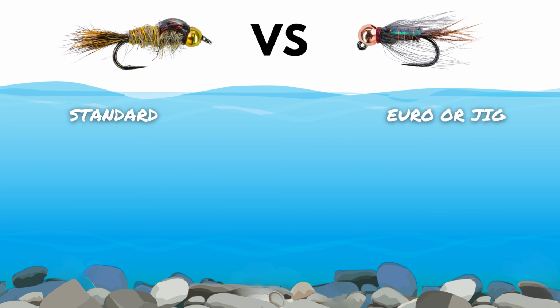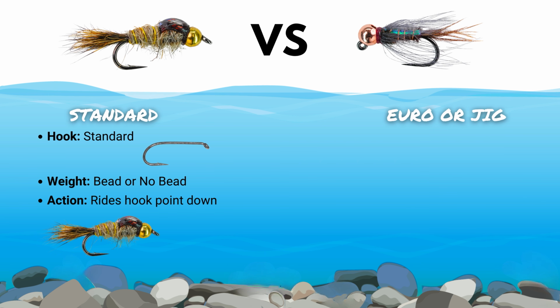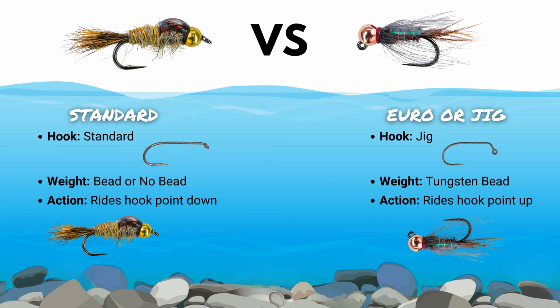Standard nymphs typically have a straight vertical hook shank and are tied with or without a bead or weighted wire. The weight is concentrated throughout the body, allowing the fly to drift relatively horizontal. Jig or Euro style nymphs are tied on a jig style hook and use a tungsten bead. With the jig hook and weight concentrated in the front, these ride hook point up in the water.